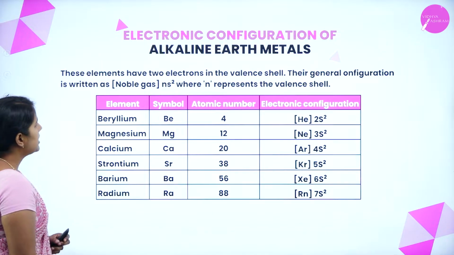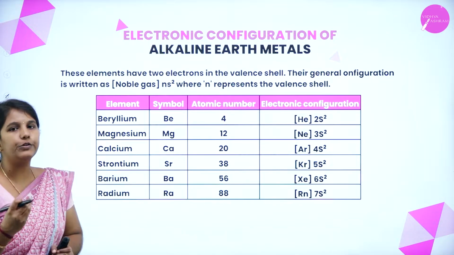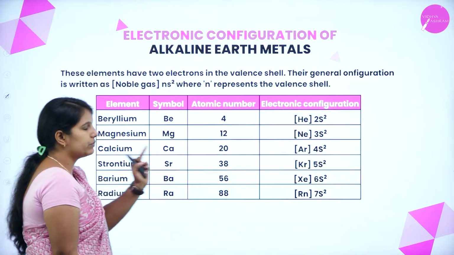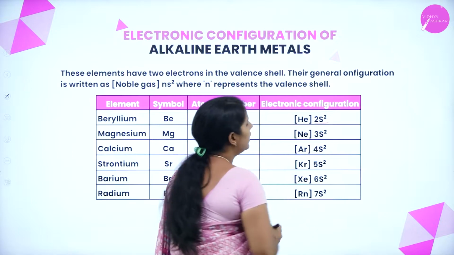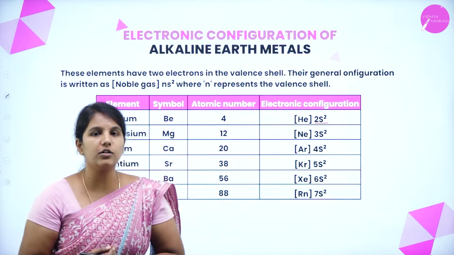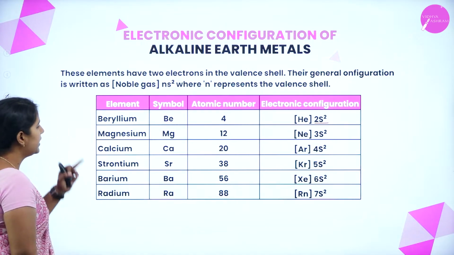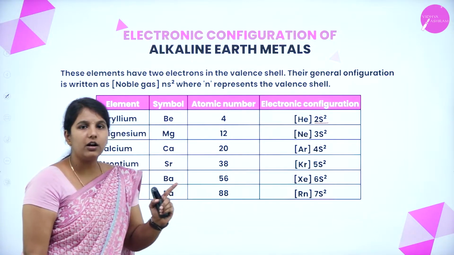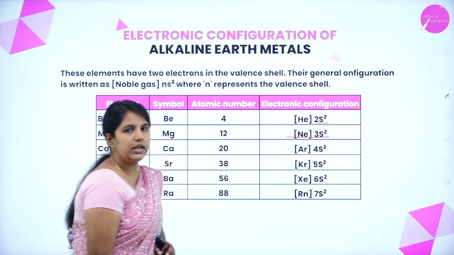Next is the electronic configuration of alkaline earth metals or group 2 elements. The first member is beryllium. Its atomic number is 4 and it has the electronic configuration of helium 2s2. This indicates that in all these alkaline earth metals, there are 2 electrons present in the outermost shell. The next element is magnesium, which has 12 electrons, with 2 electrons in the outermost shell, and the electronic configuration is neon 3s2.